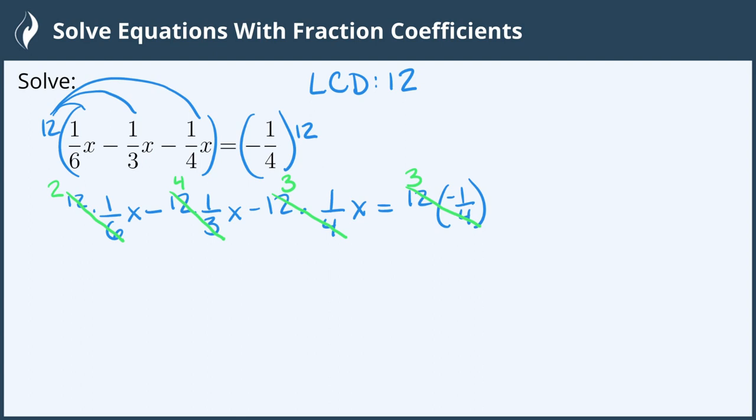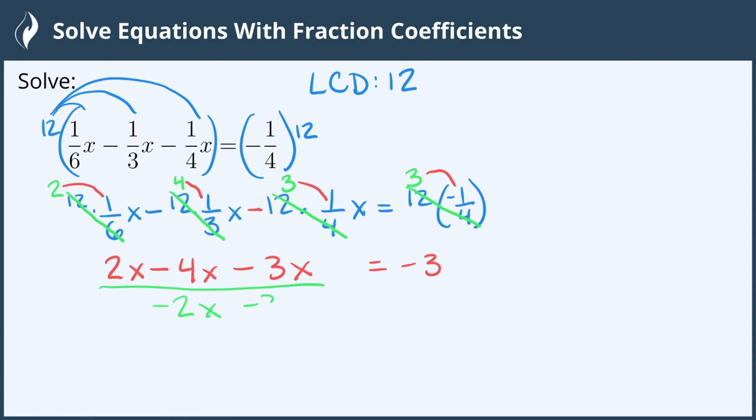So we have 2 times 1, which is 2x, minus 4 times 1 is 4, and we have the x. And we have subtract, so subtract 3 times 1, which is 3, and don't forget the x there. And on the right-hand side, we have 3 times negative 1, which equals negative 3. On the left-hand side, we have a bunch of like terms that we can combine. 2 minus 4 is negative 2. Minus 3x makes negative 5x, and this still equals negative 3.